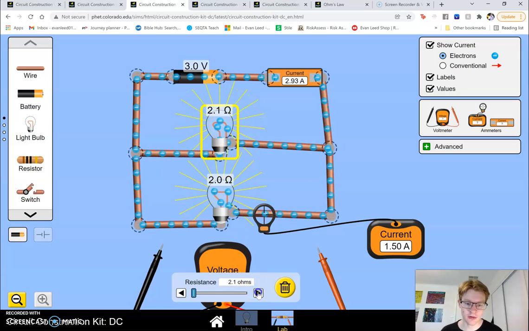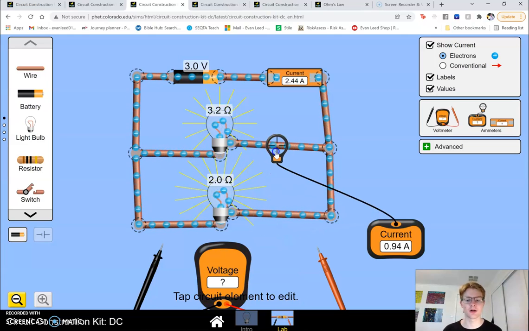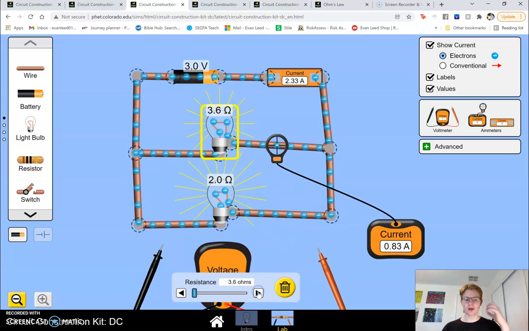If I was to increase the ohms a bit, that changes the current at this spot. So the current is always changed and it's proportional to whatever the resistance of that branch is. It's not like each branch is evenly split and each branch evenly gets the same amount of current. It's totally dependent on what's in that branch.